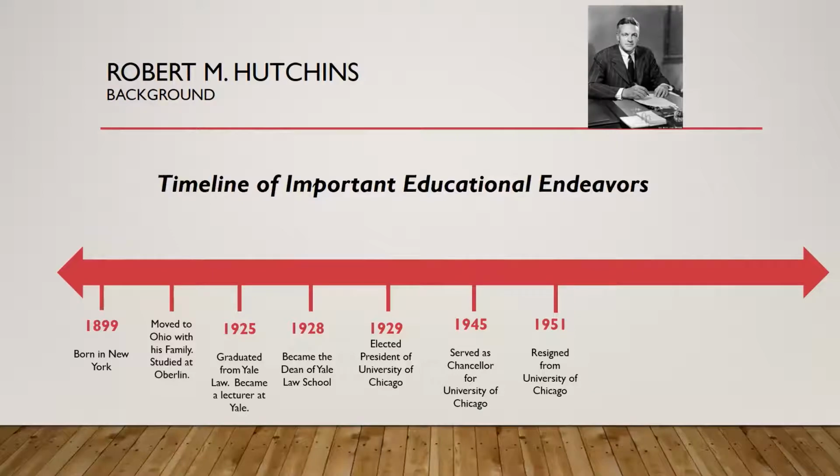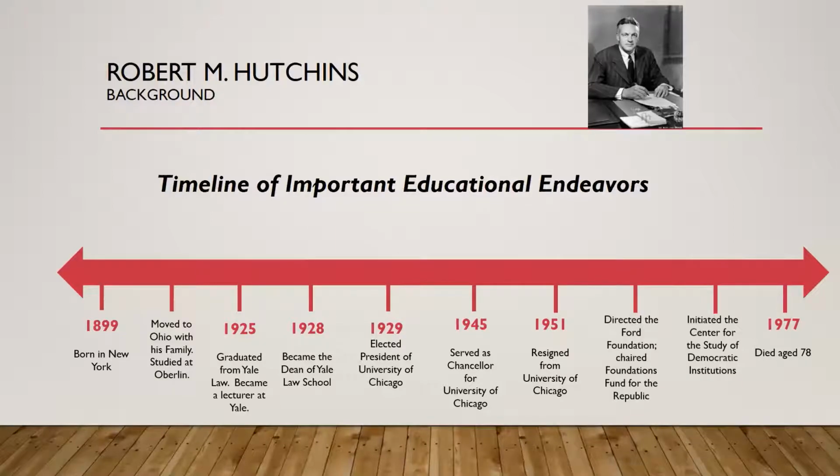So his administration at the University of Chicago spanned many significant historical events, including the Great Depression and World War II. And it was here that he really enacted many of his educational ideas and began endorsing changes to fit his personal campaign for American education. He took on a few other endeavors before his death in 1977, such as directing the Ford Foundation and chairing the foundation's Fund for the Republic. In addition, he initiated the Center for the Study of Democratic Institutions. And although most of his life's work, as you can see from this timeline, was in higher education, many of his arguments on education can be applied to education as a whole.